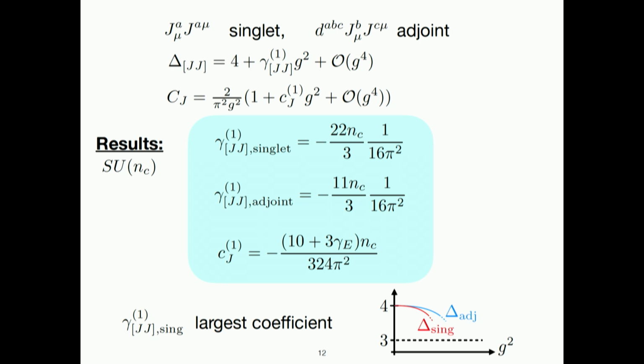And so the main lesson to be drawn from these things is that the anomalous dimension of the singlet is actually the largest coefficient. And being the largest coefficient, this means that the singlet operator is the one that is most in danger of becoming marginal as we increase the coupling. Which is in agreement with the lesson that we took from the 2D toy models.